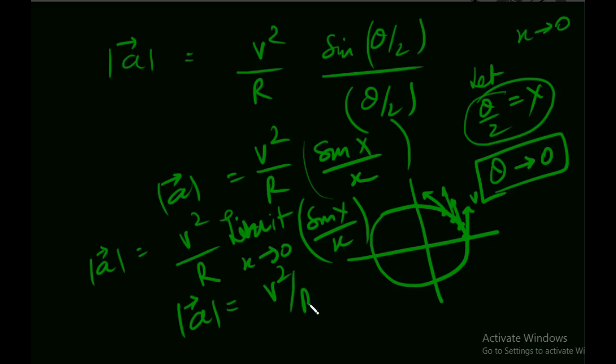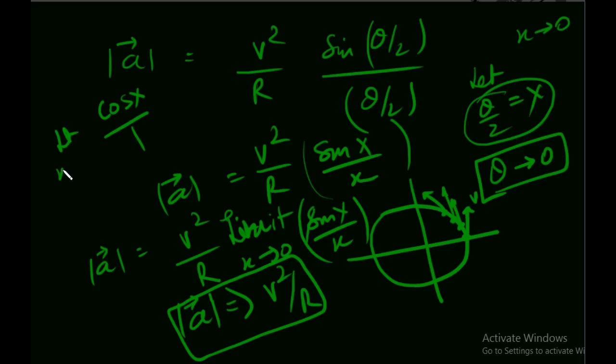v square by r, this would be the modulus of acceleration, okay. So we got the modulus of acceleration as v square by r, because sin x by x would be 1 when x reaches 0. Also by L'Hospital's rule, we can differentiate the numerator and denominator. By differentiating numerator, we get cos x, denominator we get 1. Now we put limit x reaching 0, cos 0 would be equal to 1, okay. So this expression limit x reaching 0 sin x by x is 1, and we get the magnitude of acceleration as v square by r, okay.